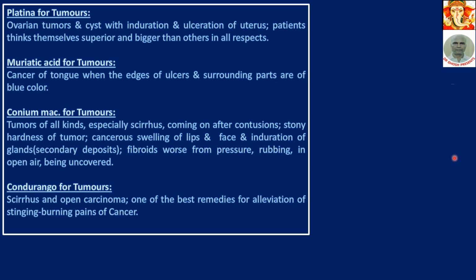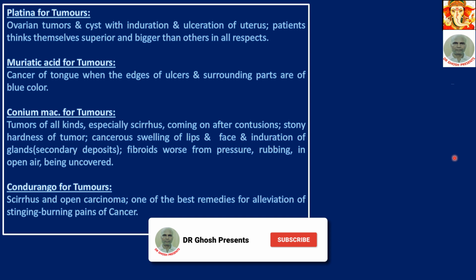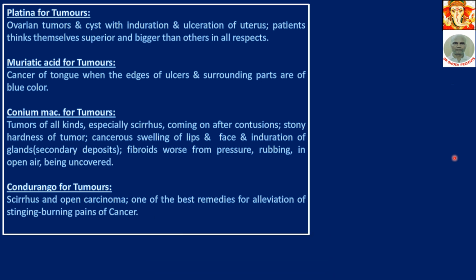Platina for tumors: ovarian tumors and cyst with induration and ulceration of uterus. Patients think themselves superior, bigger than others in all respects. This is the mental characteristic of Platina. Platina patients are very much proud and have what is called a superiority complex.